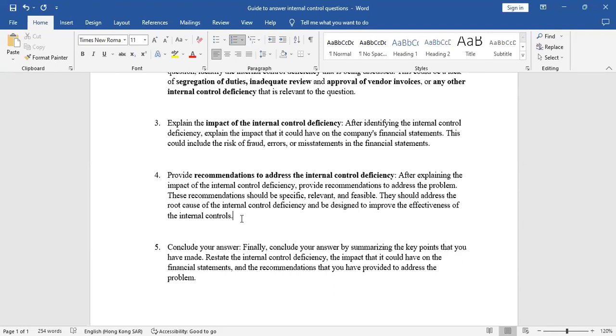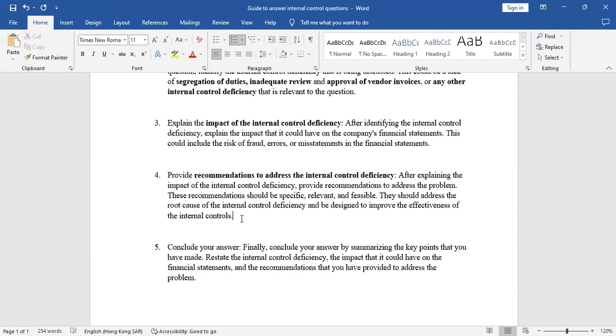Things like that. So let's get back to point number 4 here, to suggest some recommendations to address internal control deficiency after you have done steps 2 and 3, which are to identify the internal control deficiency and highlight the impact. Then it would be easier for you to recommend a fix. So let's say there's a lack of segregation of duties. The recommendation there is that the company should improve their segregation of duties. They should actually segregate duties among their employees, right? So that would be one of the recommendations.